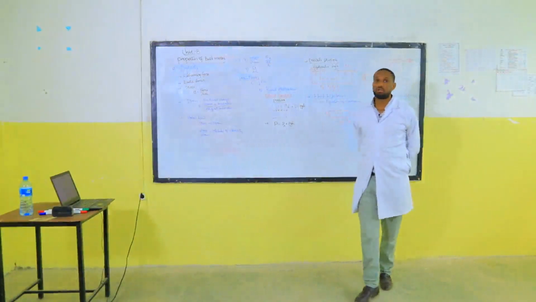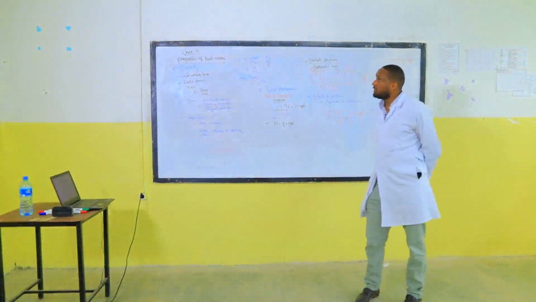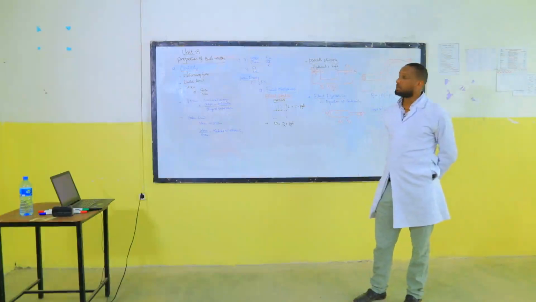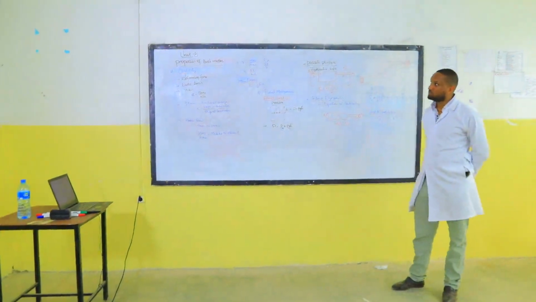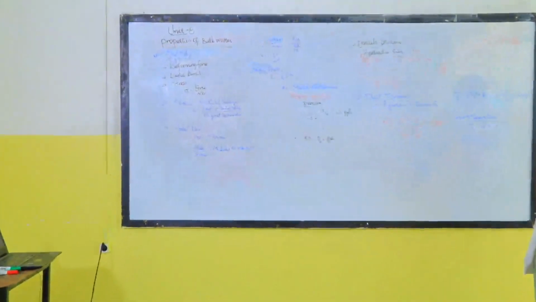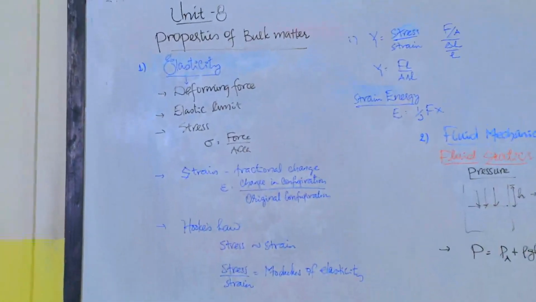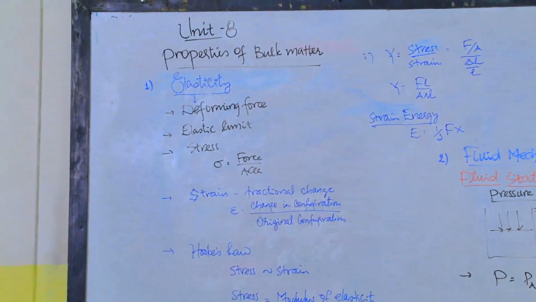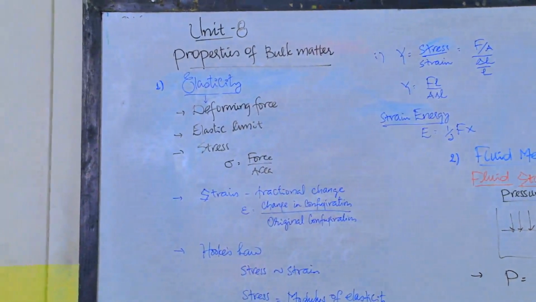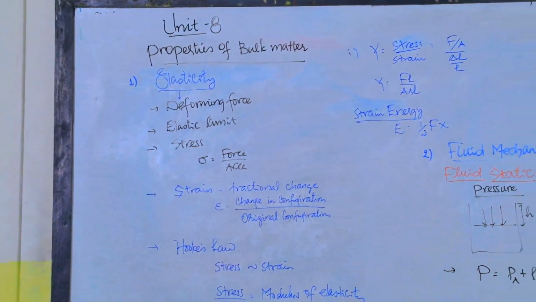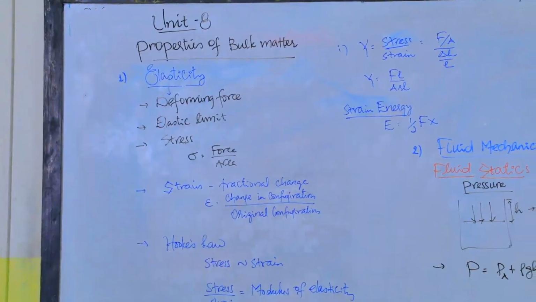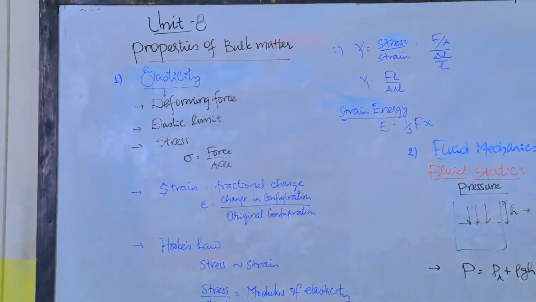So today we'll see Unit 8, which is about properties of bulk matter. As you know, in this chapter we have three main important points. The first one is about elasticity, the second one is about fluid mechanics, and the third one is about heat and temperature, okay? So we start by defining what elasticity is.